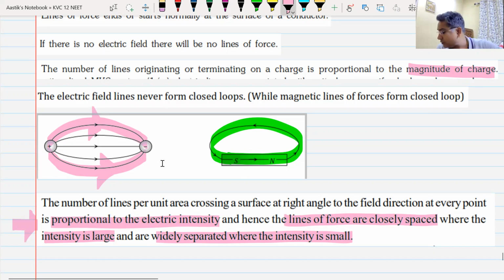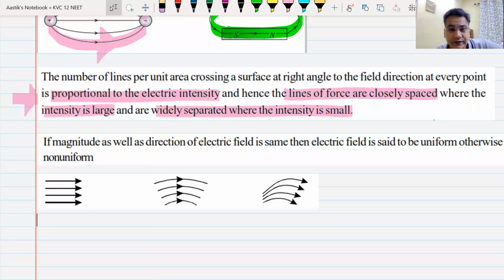Now we come to uniform and non-uniform electric field. Remember, electric field is a vector. So for an electric field to be uniform, the magnitude should be the same and the direction must be the same. If you see in figure A, electric field lines are equally spaced. That means the magnitude is the same and they are parallel. That means A represents a uniform electric field. Do we understand this? Yes, sir.